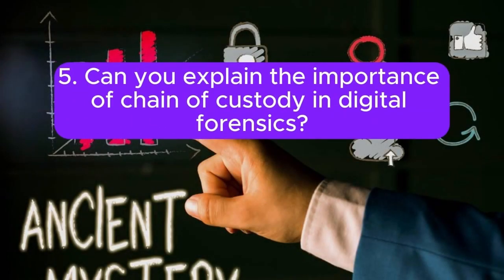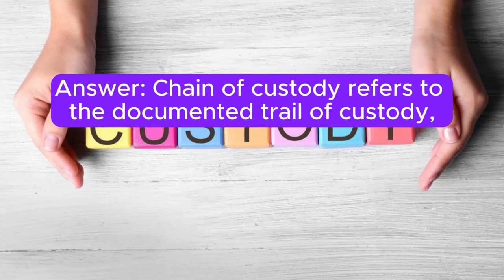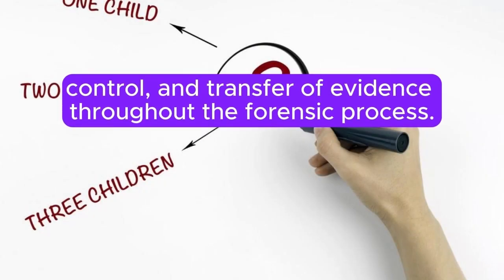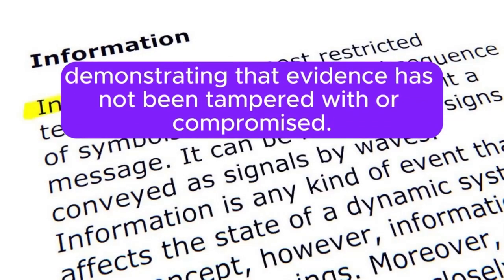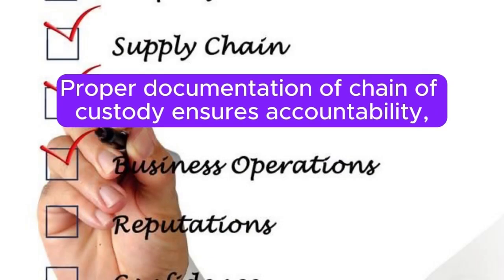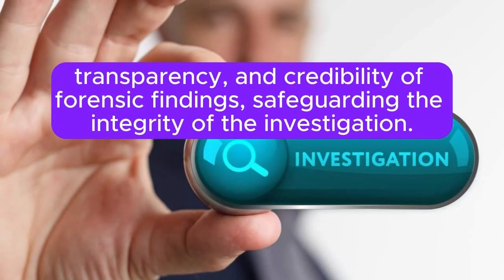5. Can you explain the importance of chain of custody in digital forensics? Answer. Chain of custody refers to the documented trail of custody, control, and transfer of evidence throughout the forensic process. It is crucial for establishing the integrity and admissibility of evidence in legal proceedings, demonstrating that evidence has not been tampered with or compromised. Proper documentation of chain of custody ensures accountability, transparency, and credibility of forensic findings, safeguarding the integrity of the investigation.